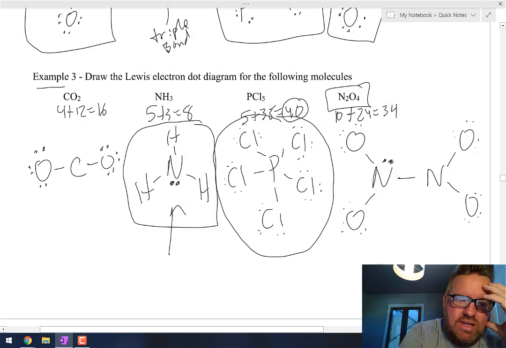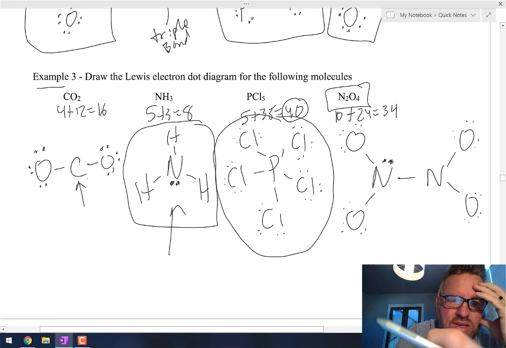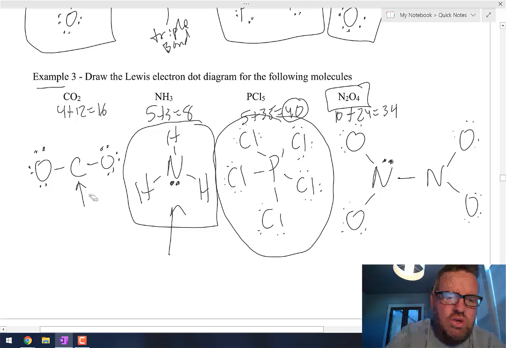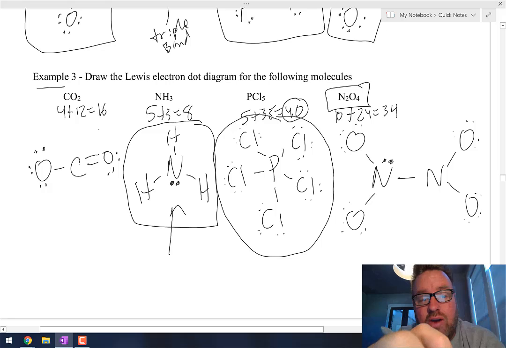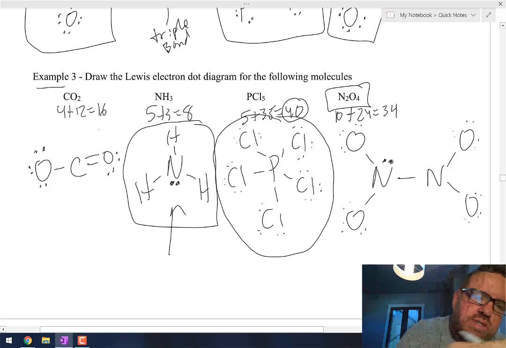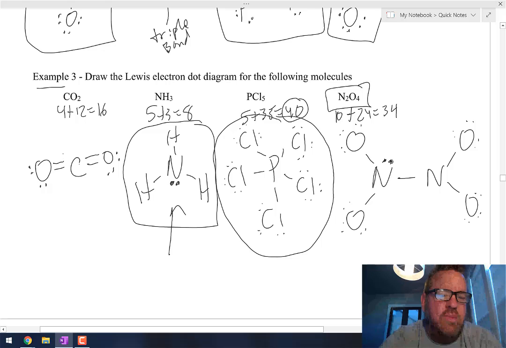Let's go back to CO2. On CO2, the carbon here in the center only has 4, and we need it to have 8. So what we're going to do is take 2 electrons from one of the oxygens and make a double bond. Now the carbon has 6, so we're close. And again, just because I like things to look symmetrical, and it's actually correct too, you place another double bond on the other side.